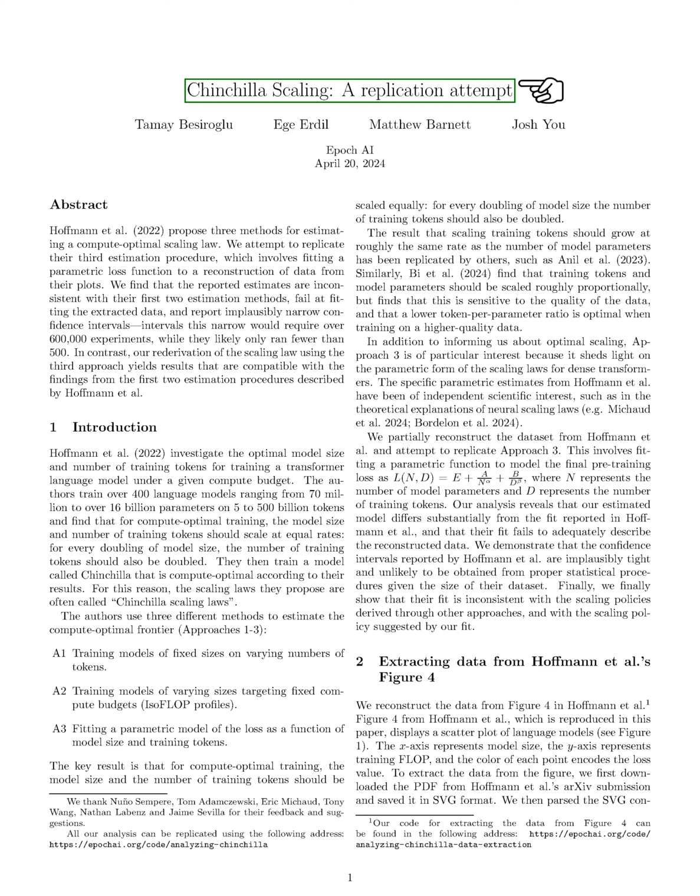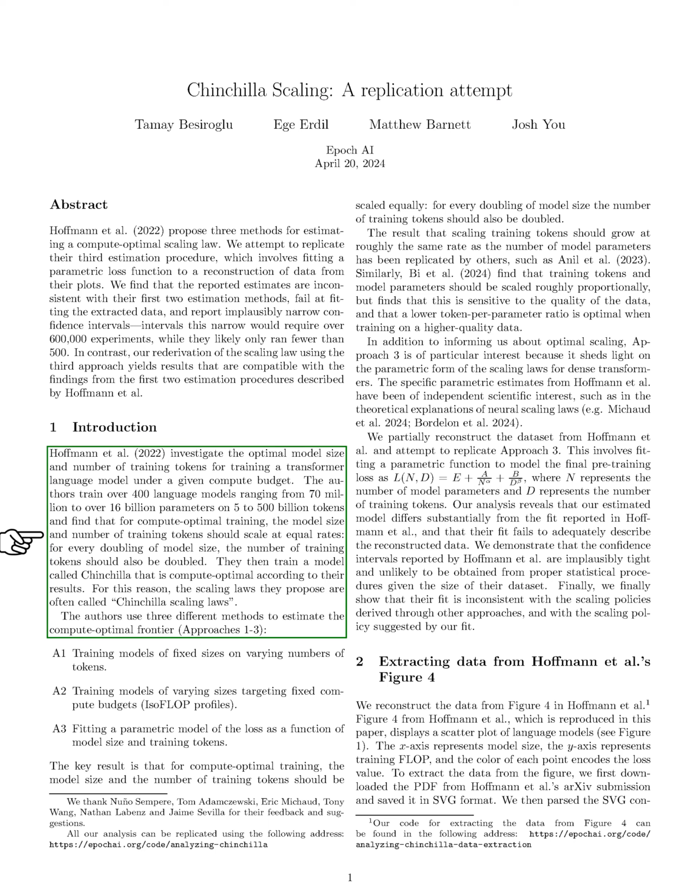Section: Introduction. In this section, we explore the optimal model size and number of training tokens for training a transformer language model within a specified compute budget. We conducted training on over 400 language models with parameters ranging from 70 million to over 16 billion, trained on 5 to 500 billion tokens.